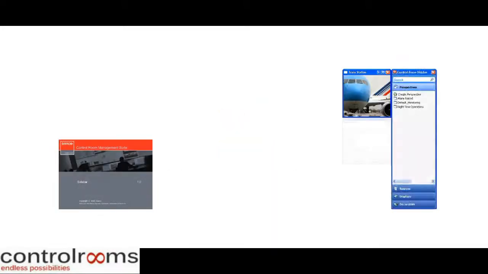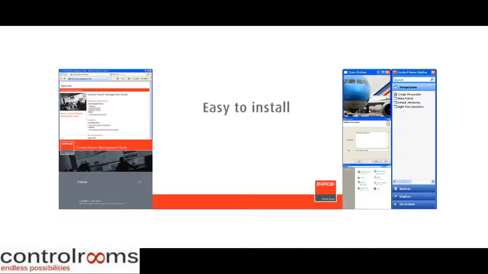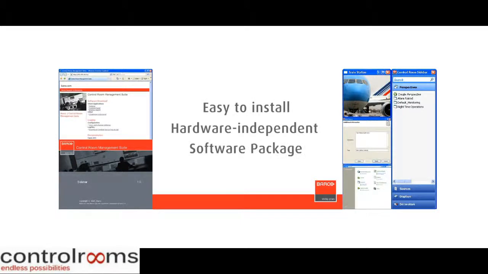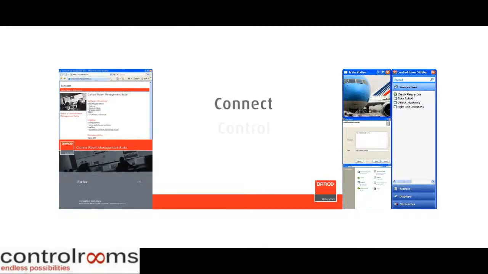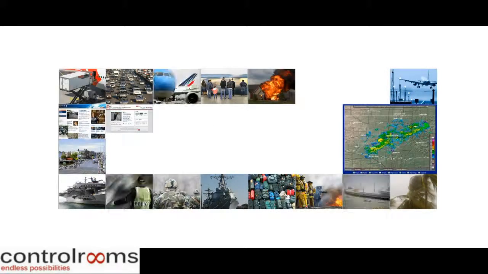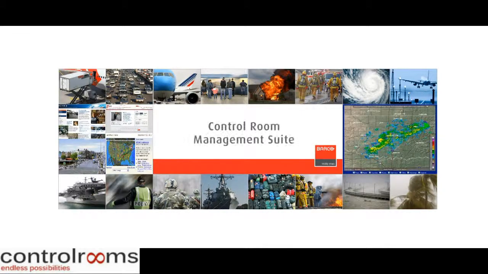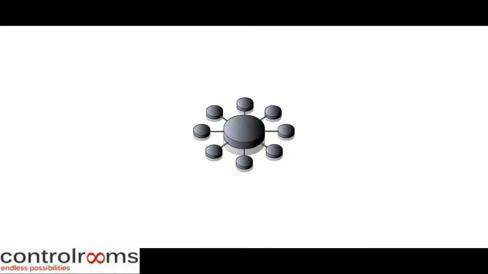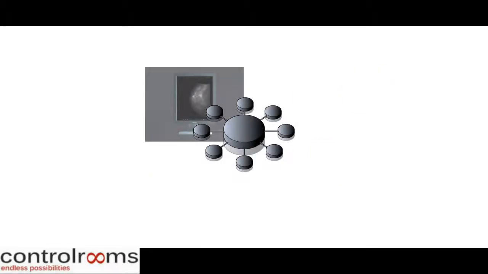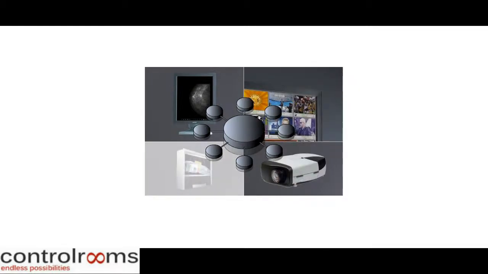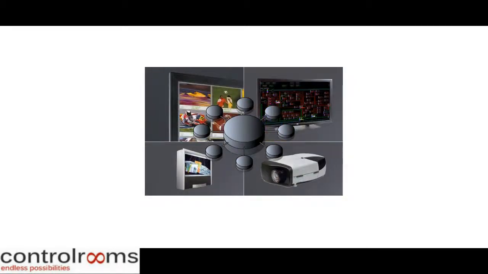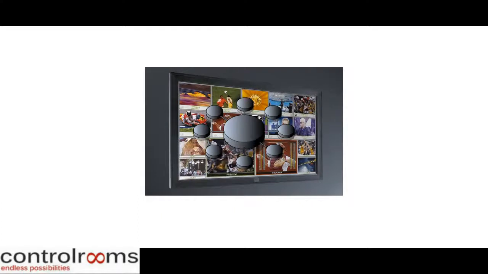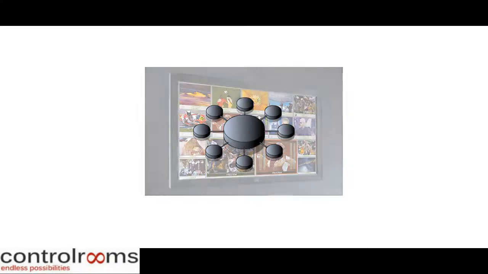Barco's Control Room Management Suite is a very easy-to-install, hardware-independent software package that enables people to easily connect to information, exercise control over it, and collaborate with others in as many ways as there are conceivable environments or situations. The Control Room Management Suite creates a network-based infrastructure that turns any workstation into both a controller and a display, and not just large dedicated displays, but any operator workstation, even standard PCs and other devices.